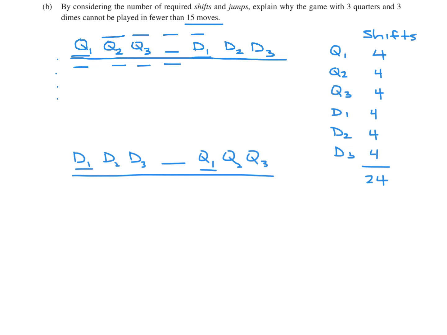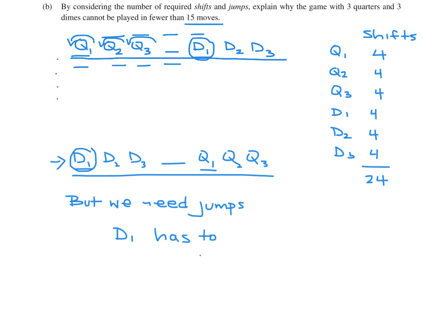But this game has to involve some jumps also. We need jumps. Can't just do the game with shifts. It won't be possible. So, for example, D1 has to jump over this D1, for example. In order to get all the way here, it eventually has to jump over Q3 and then Q2 and then Q1. That's the only way it could ever end up in this position. So D1 has to jump over Q1, Q2, and Q3. So that's a total of 3 jumps. So let's put jumps here.